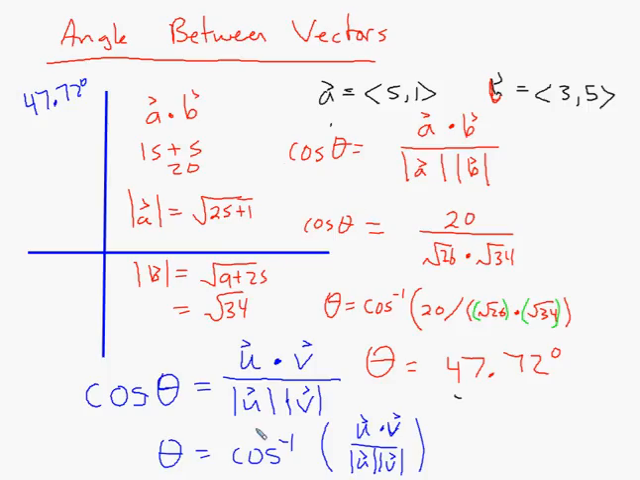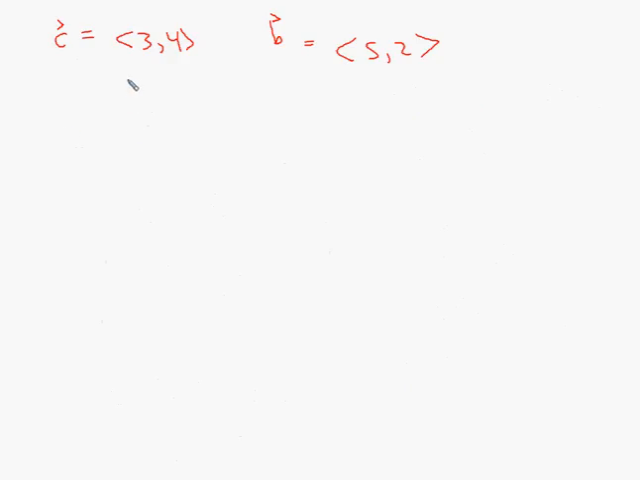Okay, so let's do one more. Let's say vector C is 3, 4. And let's say vector B is 5, 2. And I want to know, what's the angle? Is that the same vectors? No. Okay, good. Let's say I want to find the angle between these two vectors. Now, because we skipped over the previous chapter temporarily, there is a third way to find the angle between vectors. That would be the law of cosines, but we're going to go back to that.